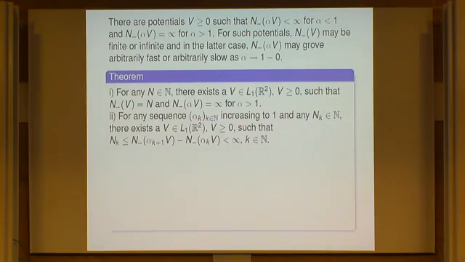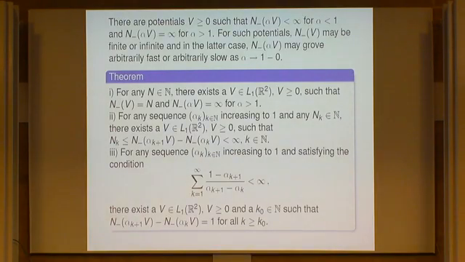So you give me any sequence that converges to 1, and then I can construct a potential such that between those alphas, those coupling constants, the number of negative eigenvalues jumps by whatever you like. So you go as fast as you like.